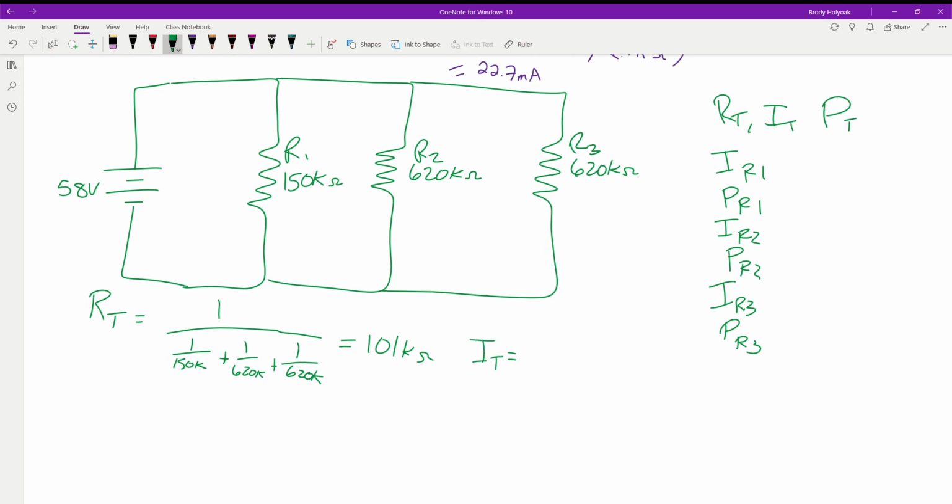So Carson, we're going to go with you again. Okay, so what's the formula for getting our current? Okay, also using Ohm's law, what's our formula for that? Yep, so the voltage total divided by the resistance total will also give us the total current. So we take the 58 volts and we divide that by the 101 kiloohms.